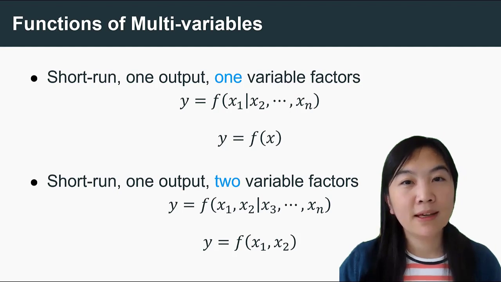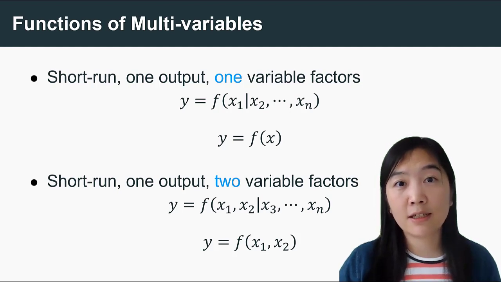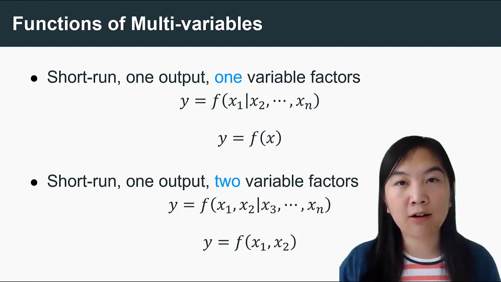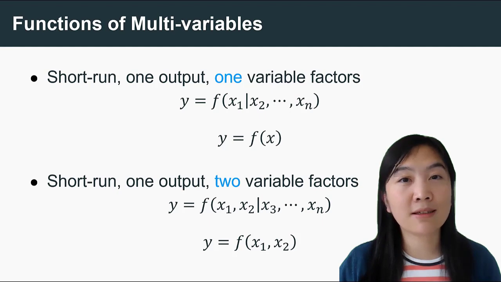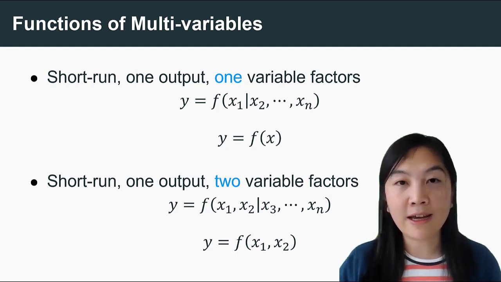Here, on the top is the short run one output, one variable input production function. And if we have 2 variable inputs, then we put x1 and x2 on the left. That will be conditioning on x3 until xn, which we assume are fixed. And again, for notational convenience, we just write y as a function f of x1 and x2.